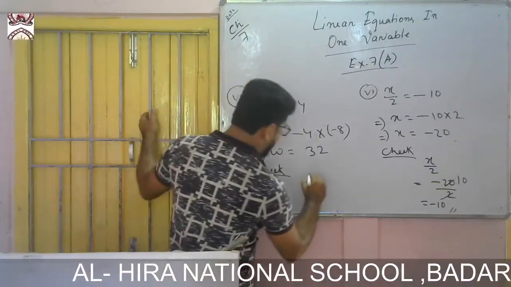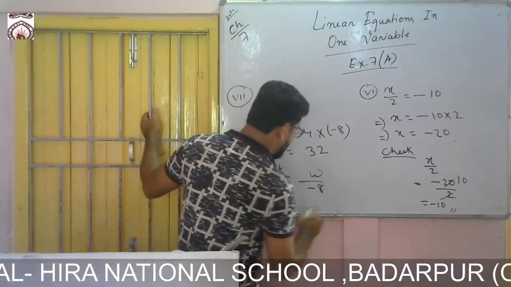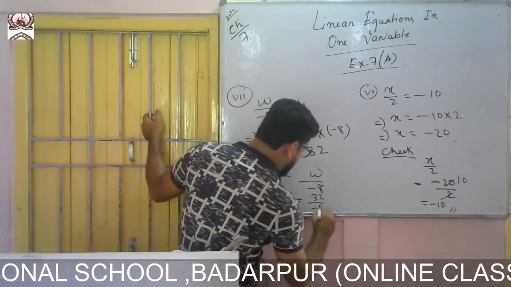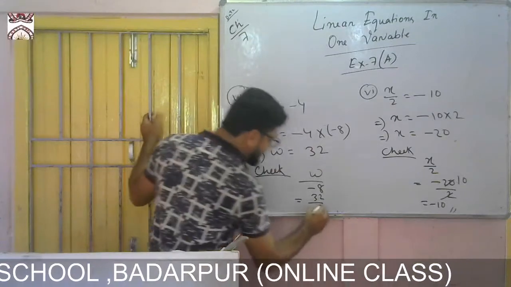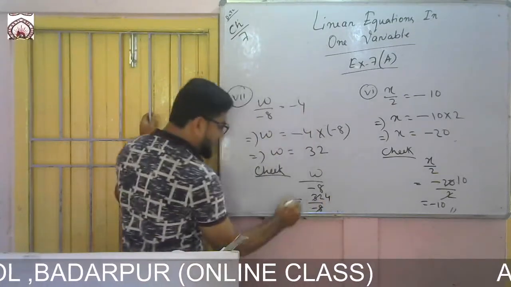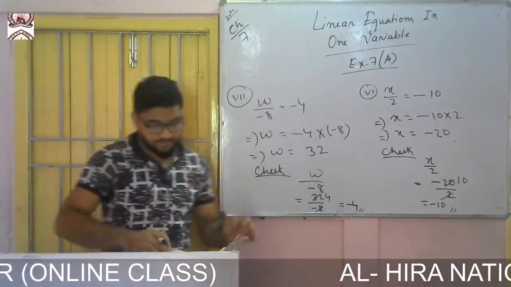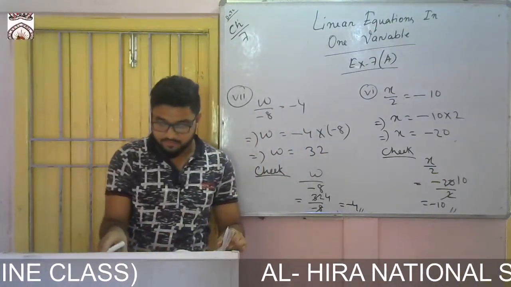Checking W by minus 8. That is 32 by minus 8. So 8 4s are 32. So minus is there. Answer is minus 4. So it is matching with the right side. Okay.